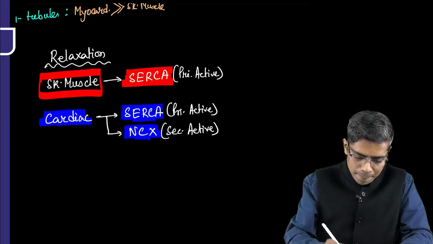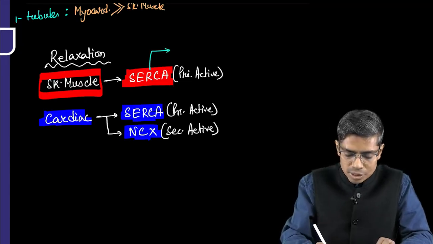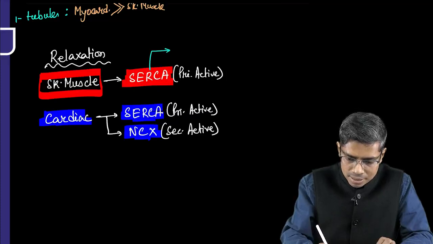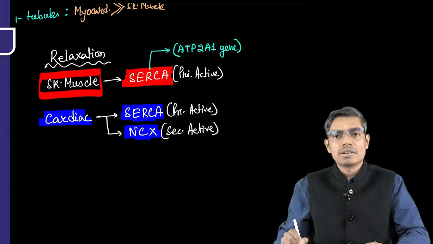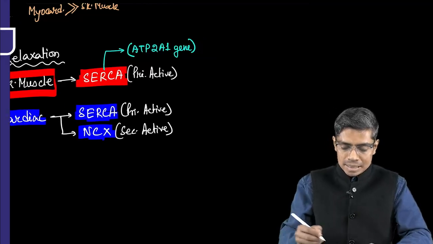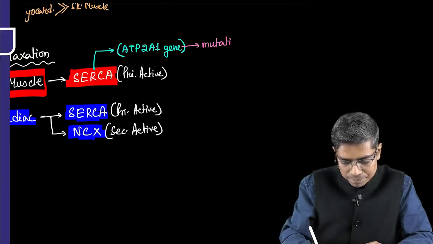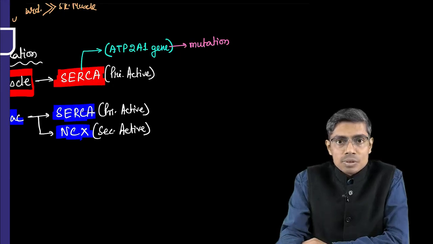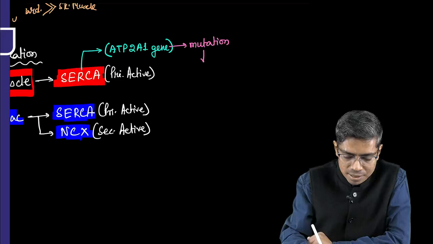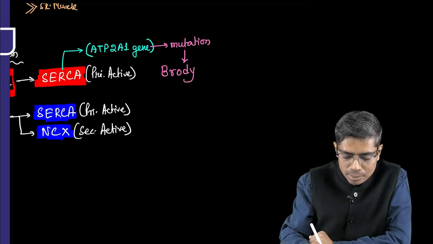This SERCA pump is a protein molecule which is produced by a gene known as ATP2A1. This is the gene which causes synthesis of the SERCA pump protein. This gene sometimes can get mutated. So if the ATP2A1 gene, which generates the SERCA pump protein, is mutated, the disease is known as Brody's myopathy.